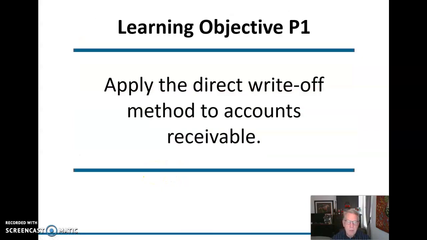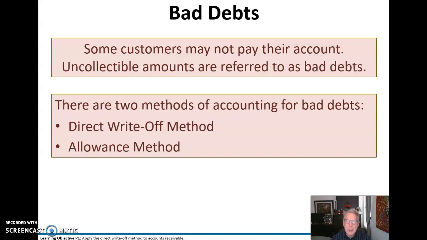Now, the direct write-off method. If you were just starting in accounting, you would probably think this would be the way you would write off a bad debt. If we debited accounts receivable and credited sales, we would probably debit sales and credit accounts receivable to write that off. But we keep it in a separate account, and I'll show you that in a second. So there are two methods of accounting for bad debts here. One is the direct write-off method, and the other is the allowance method. So let's take a look at that.